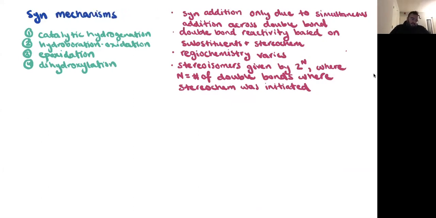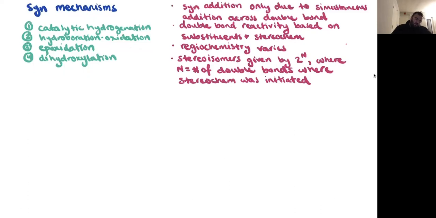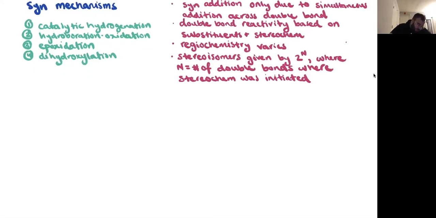Okay, so syn addition, the reason why we observe syn addition is because we are doing some simultaneous addition across your double bonds. Your double bond reactivity is going to be based off of your substituents and your stereochem once again. Regiochem is going to vary based off of the reaction, and then stereoisomers, the same exact way that we had for anti. Okay, so I'm going to start off by talking about catalytic hydrogenation.